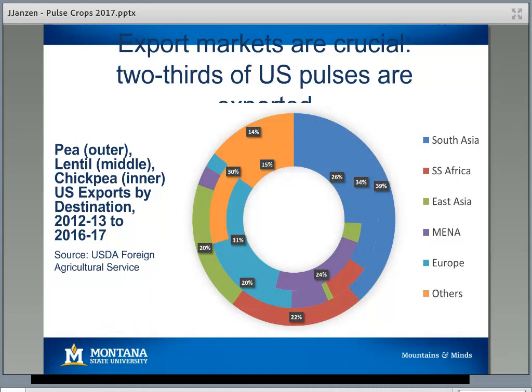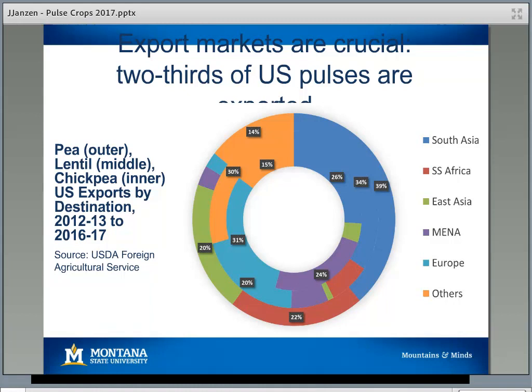For other pulses, there are other important markets. So for peas, China is an important market. Sub-Saharan Africa is an important market, mainly for food aid. So we send a lot of yellow peas as food aid to Sub-Saharan Africa. For other pulse crops, it can be different parts of the world. Europe is a big destination for lentils and chickpeas.